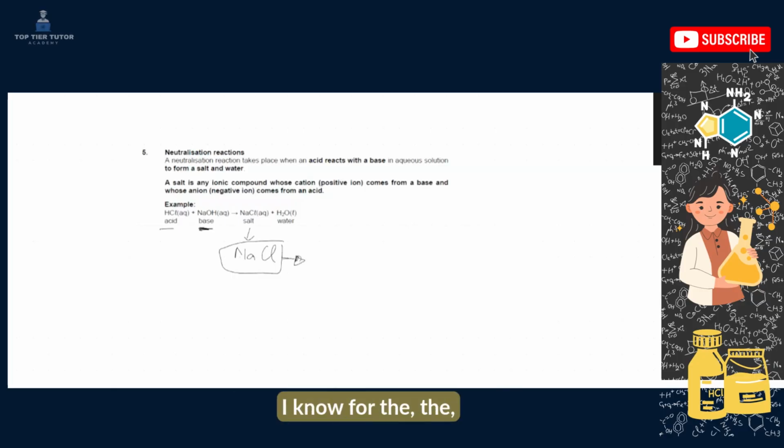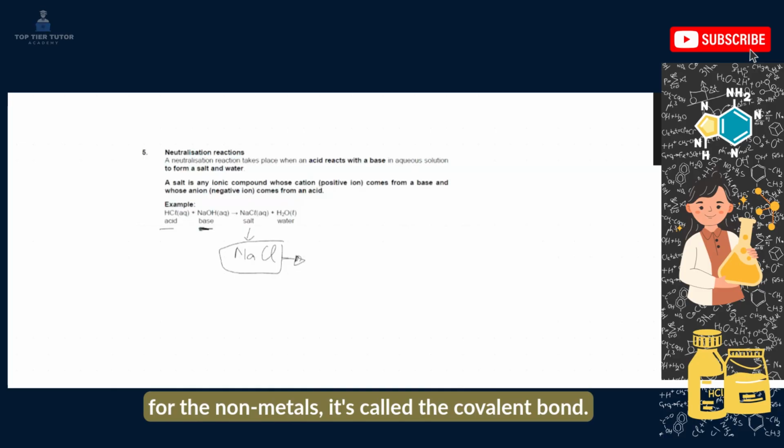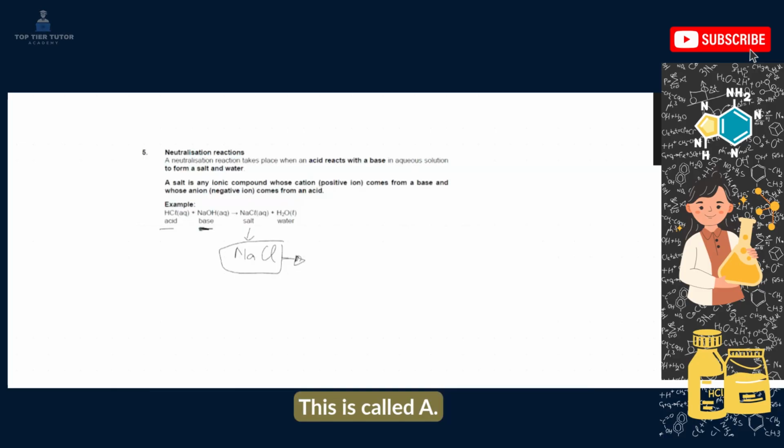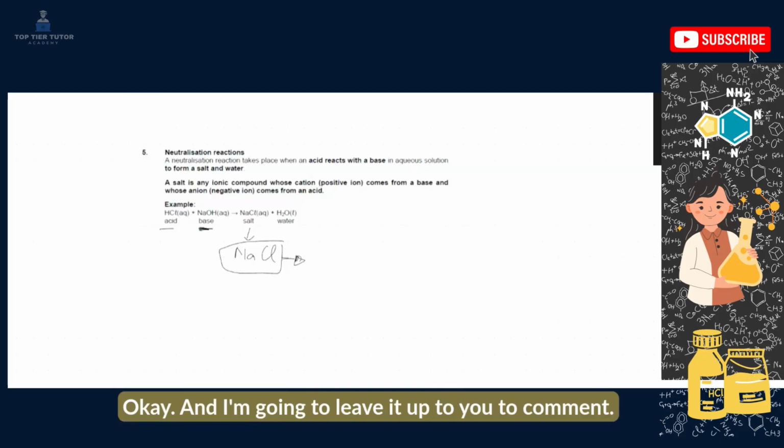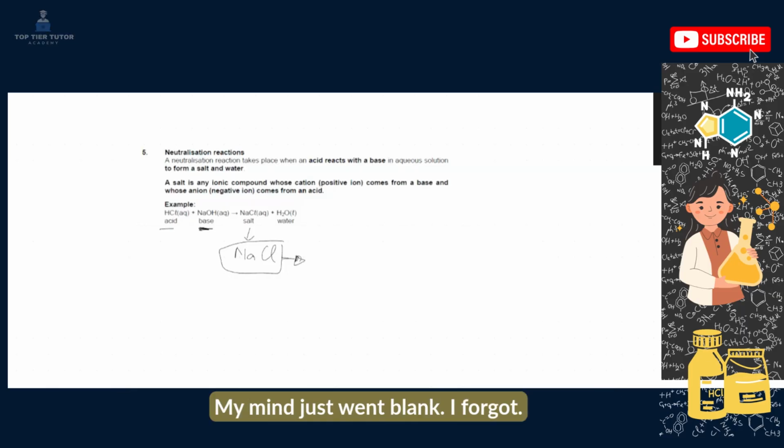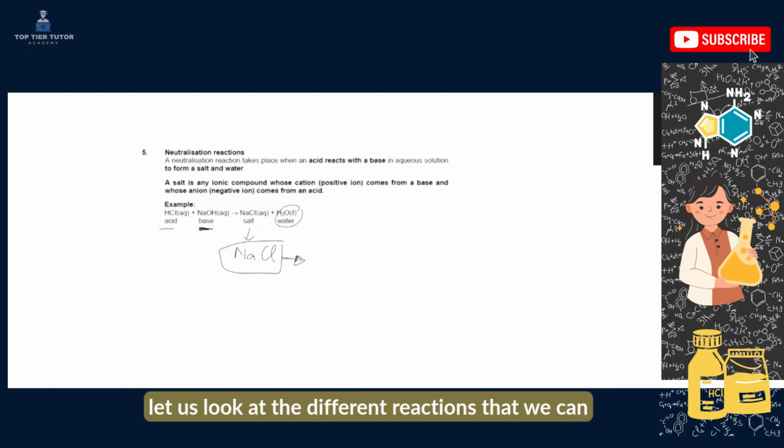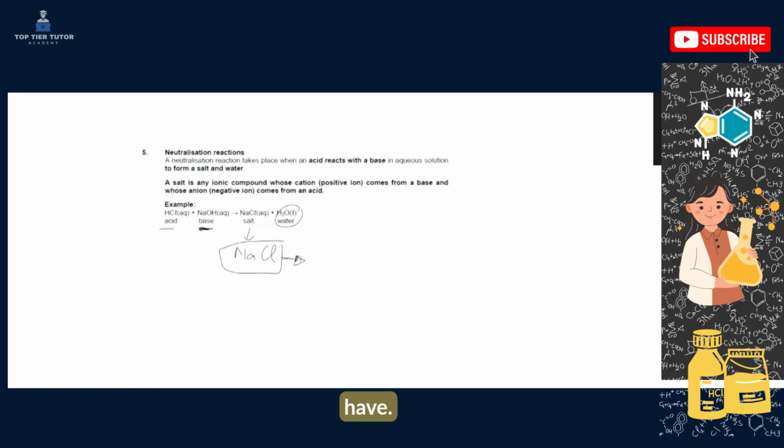I forgot. I know for the nonmetals, it's called the covalent bond. This is called a... Okay, I'm going to leave it up to you to call it. My mind just went blank. I forgot, but we do this in grade 10, and we are also producing water over there. So let us look at the different reactions that we can have.